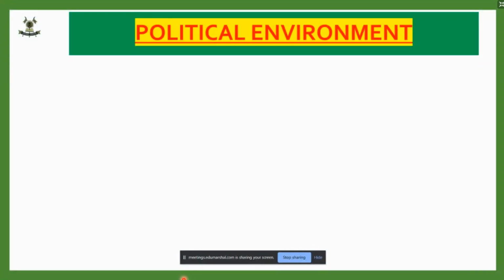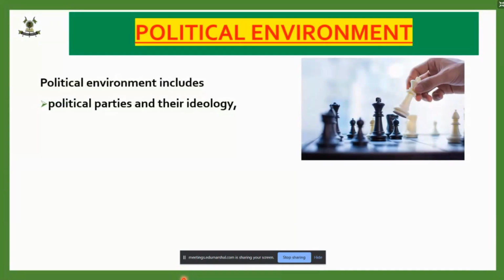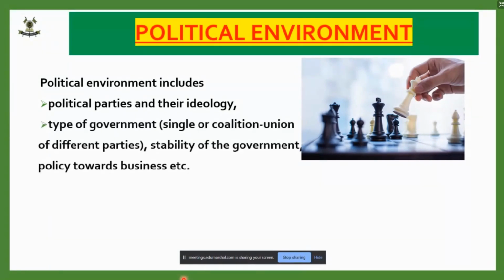Now, what do you mean by political environment, children? Political environment basically includes any policies of the government, ideologies of the parties, types of government, stability of the government, and the attitude of the government towards a particular business. When you say political environment, it includes political parties and their ideologies.